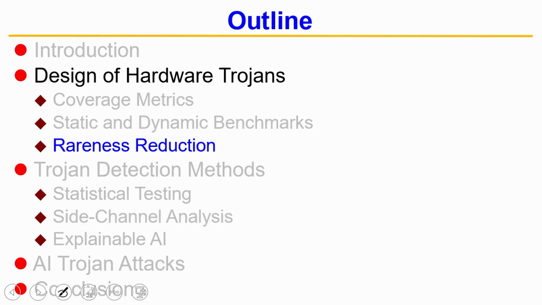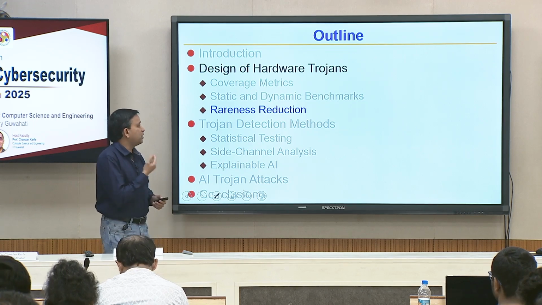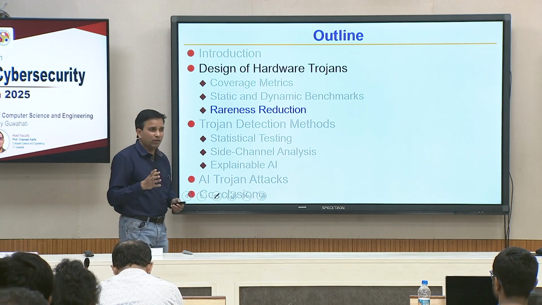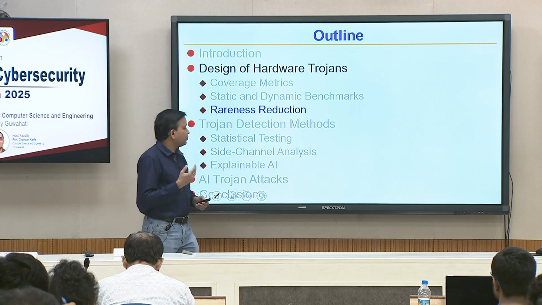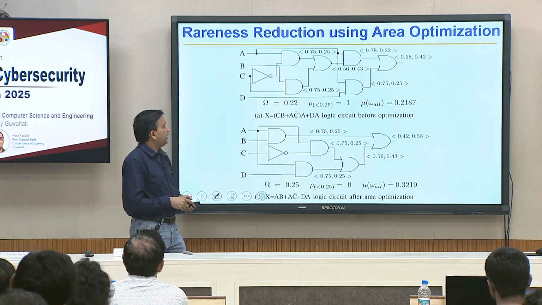Now that we talked about metrics and benchmarks, which is basically the core concept in any security domain, I want to talk about how do you stop an attacker inserting things with the notion of rareness reduction. There has not been a lot of work in this area, but I will throw some light so that you can get an idea.